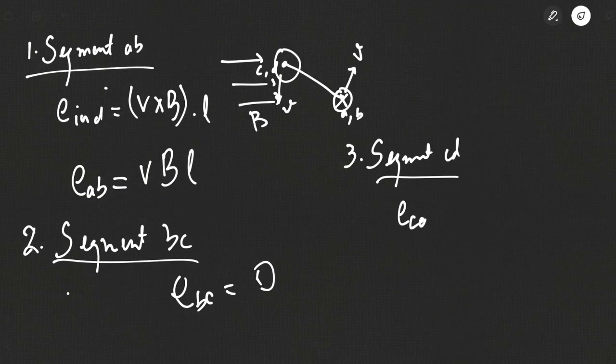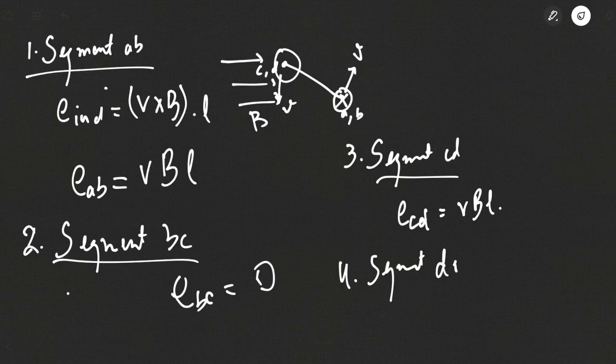So ECD again will be equal to VBL. As far as segment DA goes, just like segment BC, half of the line segment of DA will be under the influence of north pole, half of the line segment of DA will be under the influence of south pole. So the product V cross B is perpendicular to the line segment L, and therefore V cross B dot L, the dot product, comes out to be 0. So EDA is again equal to 0.